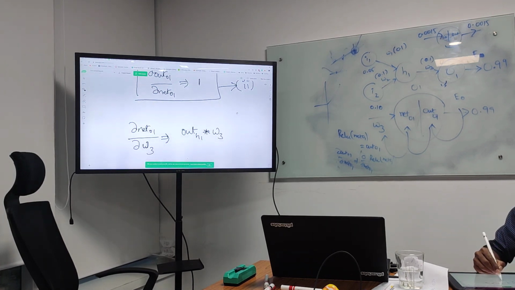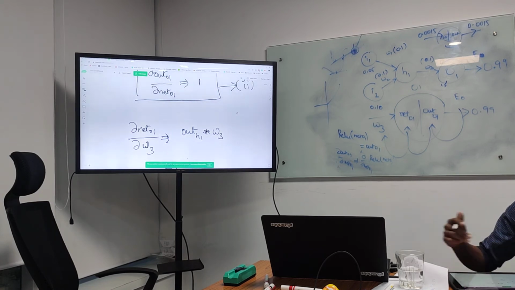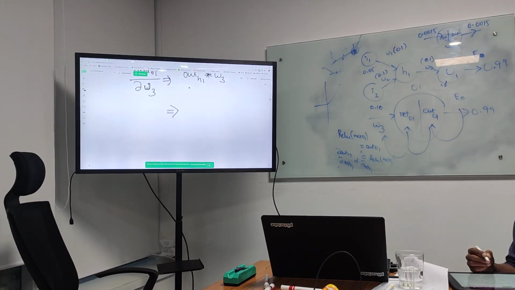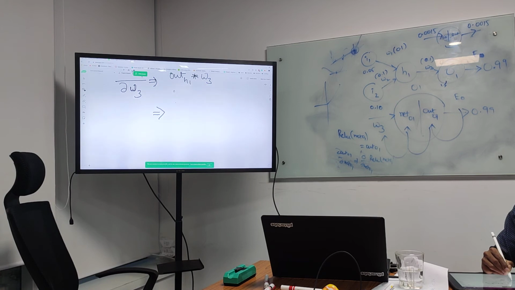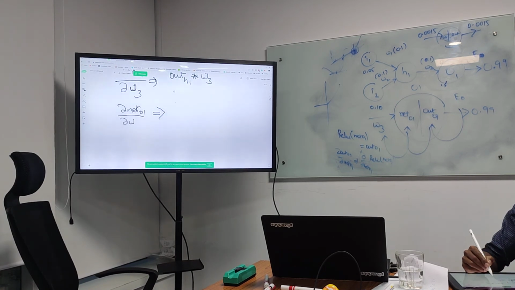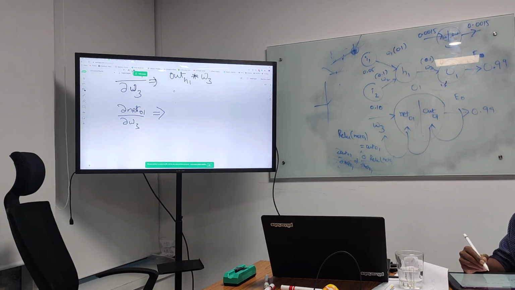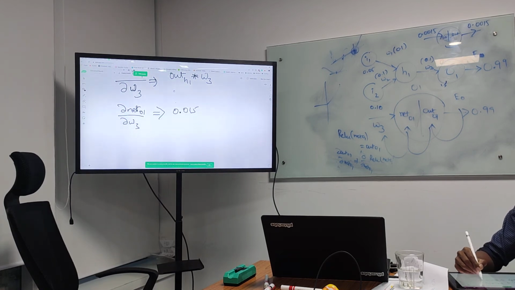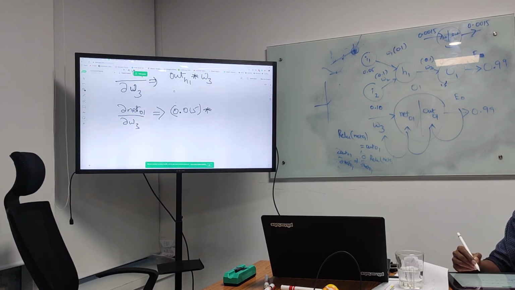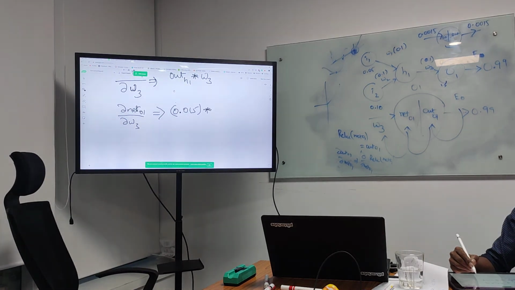So now dou net O1 by dou W3 equals out of H1. What was out of H1? We calculated something? 0.015. Amazing, how do you remember everything? Did you write it down? Nah, didn't. Neural nets are fast and very high RAM. So what was W3? 0.01.